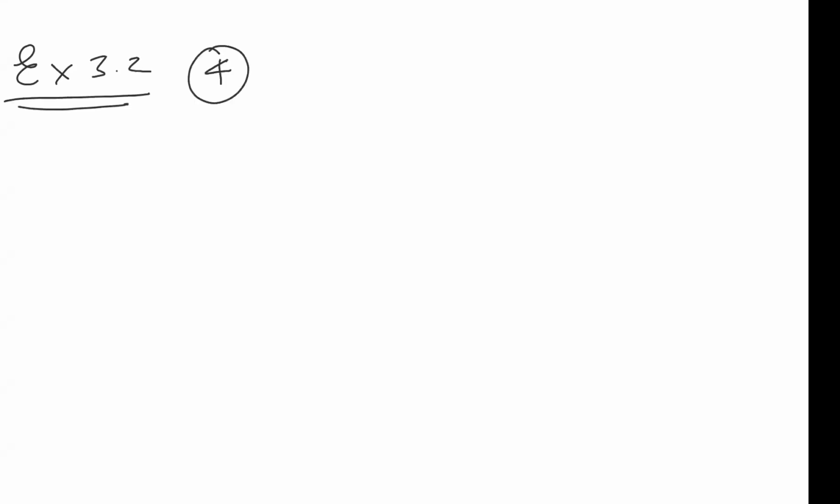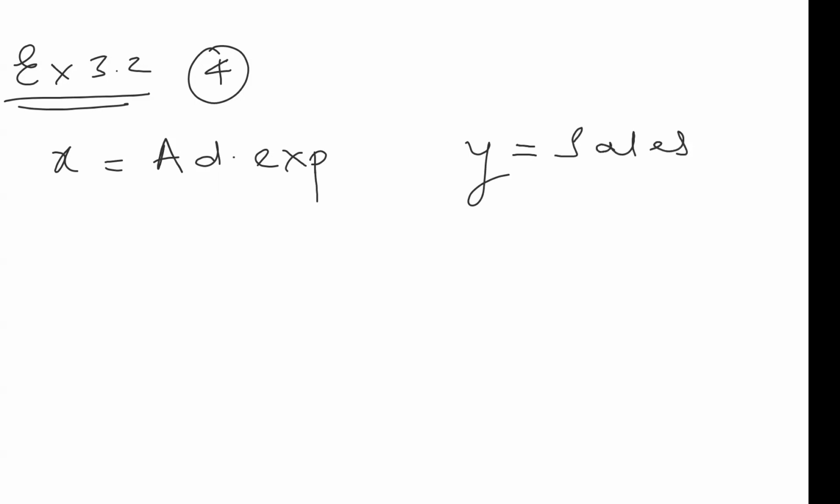Now this particular problem has been asked many times in our state board exams. They have given us a table, so we need to write down the values which are given in the table. I hope you all are referring to question number 4. Advertisement expenditure is represented by X, so we'll write down X as advertisement expenditure and Y as sales, and the values are in rupees. The unit is rupees and the data is in lakhs.